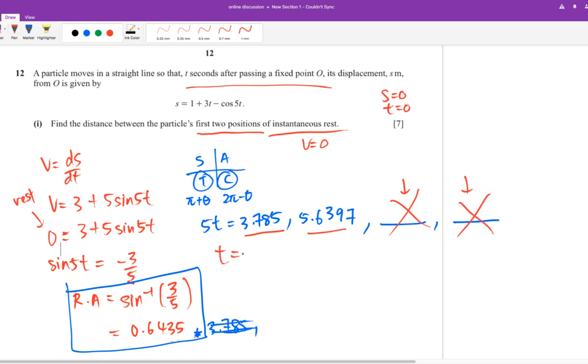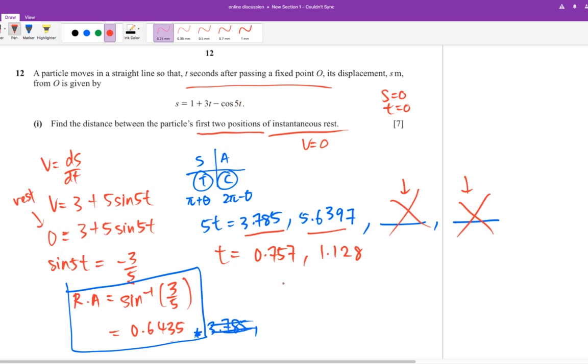Alright, so my t is basically equal to 3.785 divided by 5. I will get 0.757. The second value, 5.6397 divided by 5, I will get 1.128. After I have these two times already, I can substitute into the s here and find the distance between the particle in these two positions.